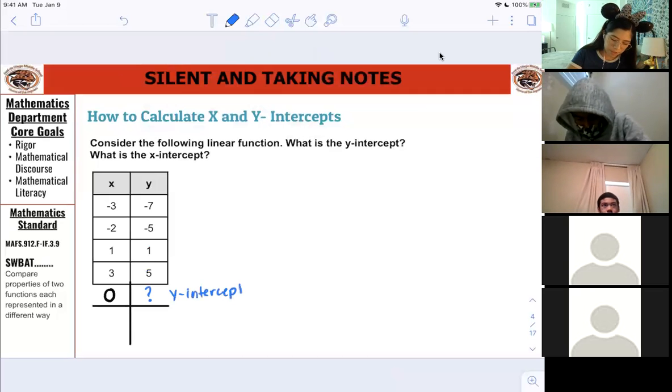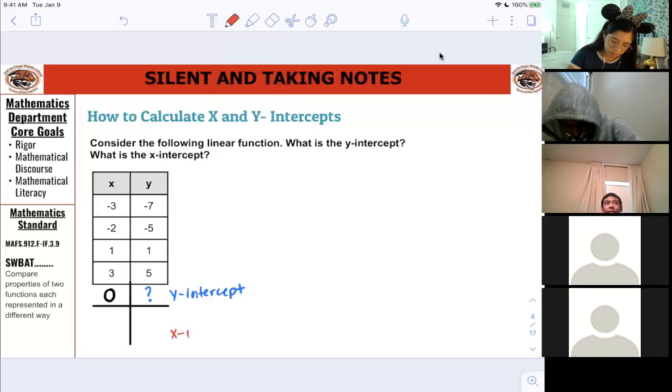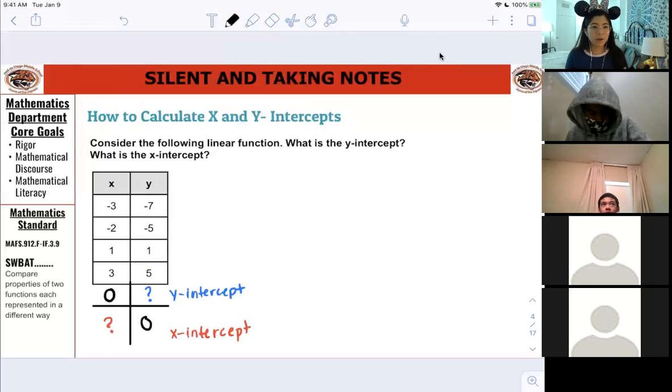Well, the x-intercept is just the opposite. So for the x-intercept, you don't know the x value, but we know that y would be 0. So on a table, you always look for those zeros. You look to find the y-intercept and you look to find the x-intercept. But in this case, I don't have either of them. So I need to figure them out for myself.